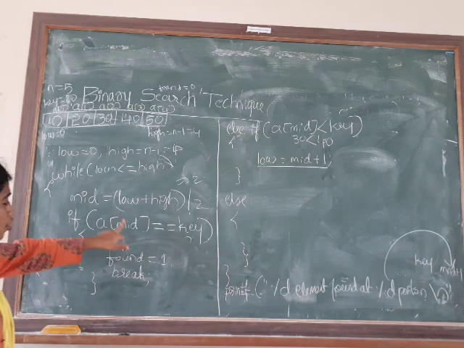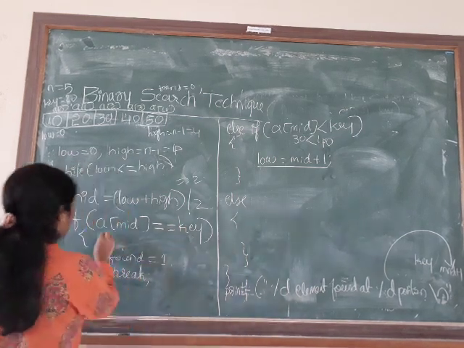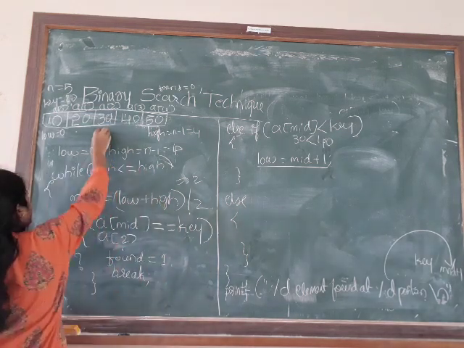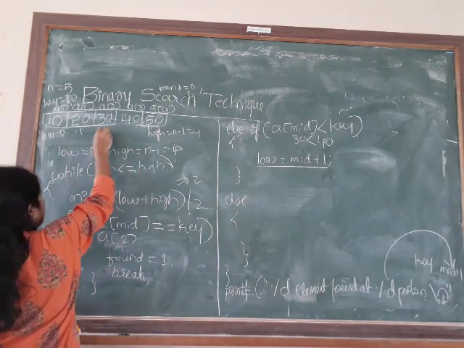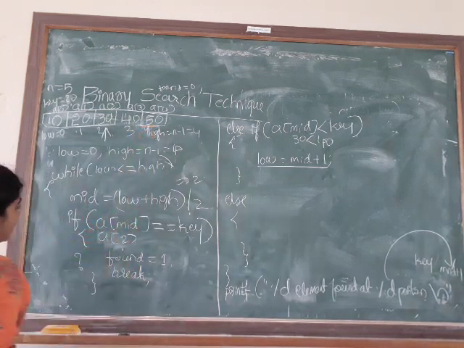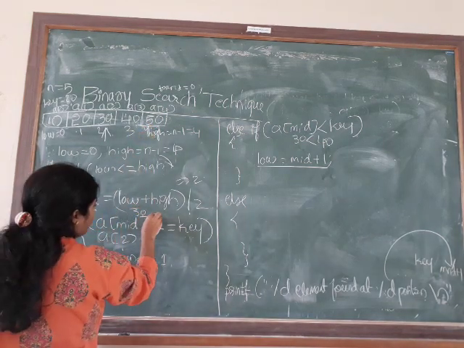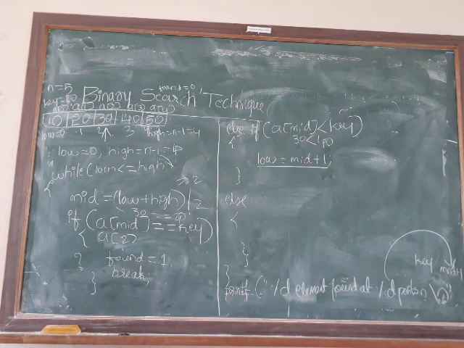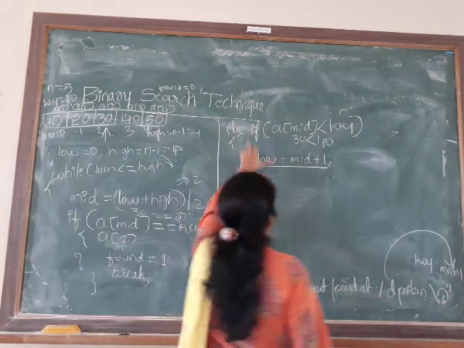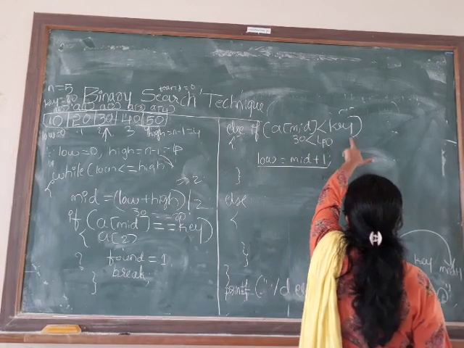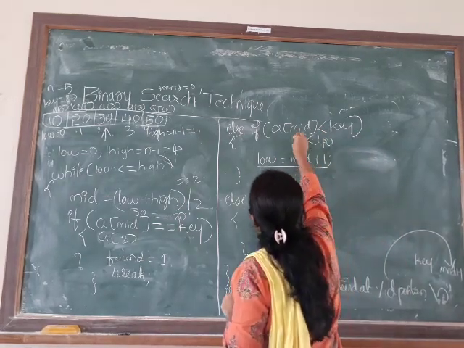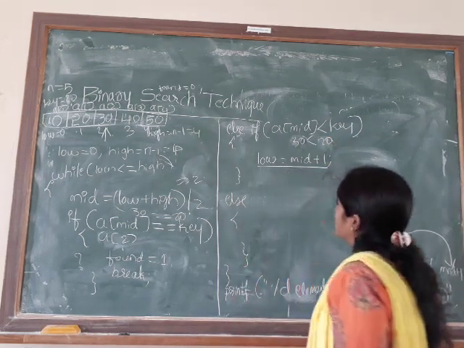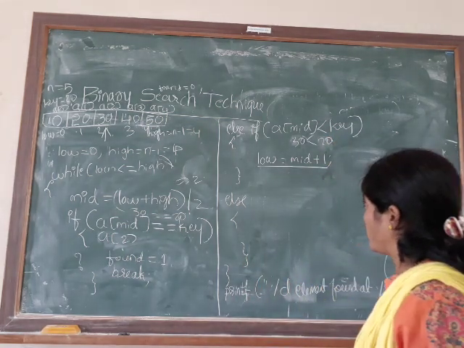If A of mid is equal to key, what is A of mid? That is A of 2. Okay, mid value is 2. What is A of 2? That is 30. 0, 1, 2, 3, 4. 30. Okay, 30 is equal to 20. True or false? Definitely it is false. As it is false, it will come here. If A of mid is less than key, what is A of mid? That is 30. 30 less than 20. True or false? Again it is false because 30 is greater than 20.